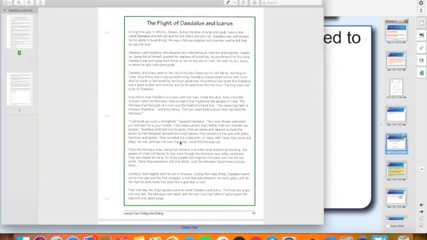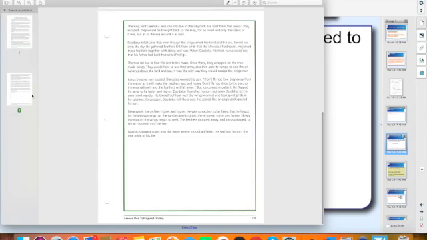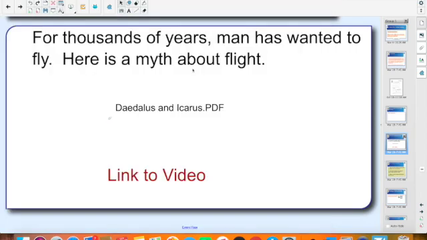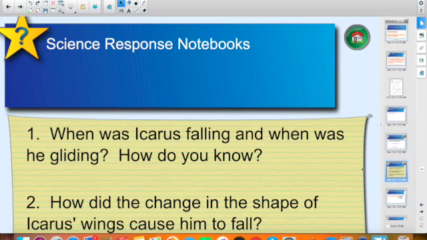So there's page 1. You can pause now. And here's page 2. You can pause now. Okay, so then let's move in here.